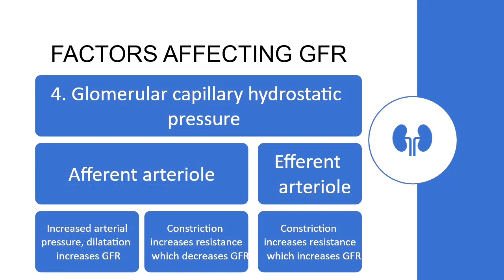Now we consider the fourth factor, that is glomerular capillary hydrostatic pressure. This can be studied by first considering the afferent arteriole and then the efferent arteriole. In the case of the afferent arteriole, any condition that causes an increase in the arterial pressure, for example vasodilatation of the afferent arteriole, will cause an increase in the GFR. Conversely, any condition that increases the resistance to the flow, say by causing vasoconstriction, will decrease the GFR.